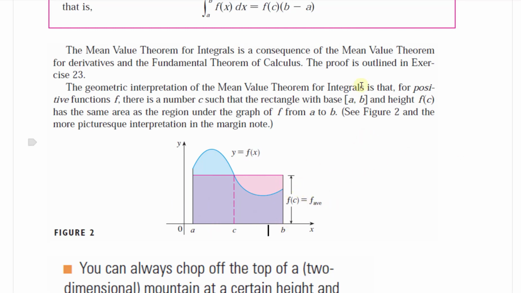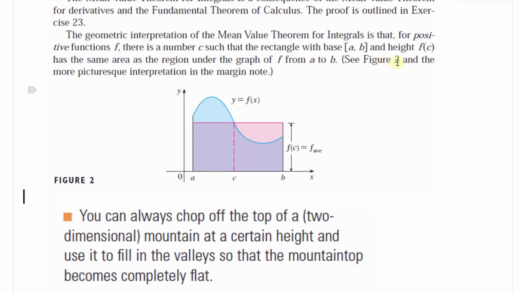That's the average, and its height gives a rectangle with the same area as the region under the graph of f from a to b. So this integral, the area for this positive function, is going to be equal to the average value times the width, or this rectangle. So yes, you could squeeze that into a rectangle, and that is where this f of c is, and it has the same area as the region under the graph of f from a to b. See figure 2 and the more picturesque interpretation in the margin note.